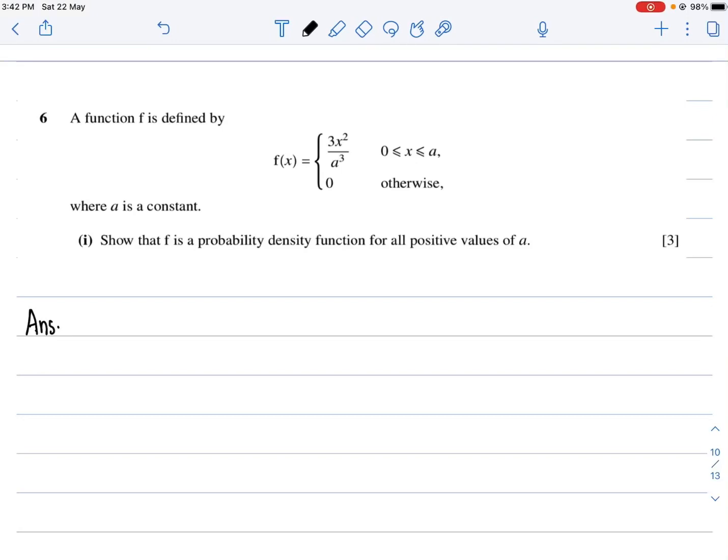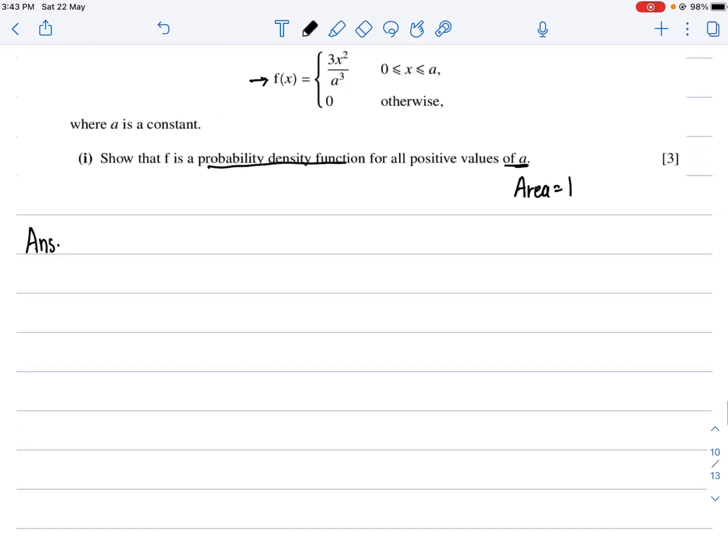This is the sixth question of the paper. As you can see, there's a probability density function given to us here. We need to show that f is a probability density function for all positive values of a. Basically, if we integrate this function and show that the area is 1, that means the probability density function is valid for all positive values of a.